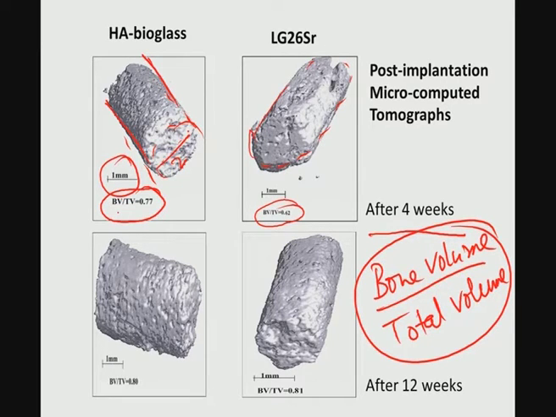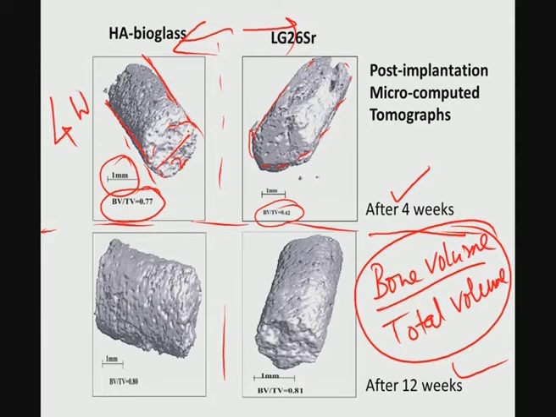That implant is not that effective at that time point for the bone regeneration purpose. Now, let us look at this data a little bit carefully. This is your HA bioglass this side, and this side is your strontium substituted glass ceramic materials. Now, what you see is after 4 weeks and after 12 weeks. So, this top panel is 4 weeks, bottom panel is 12 weeks microCT results.